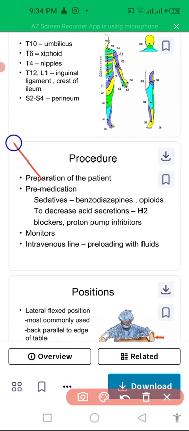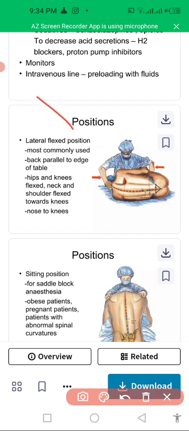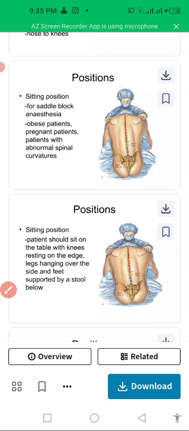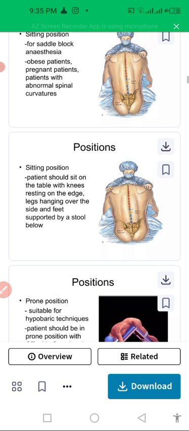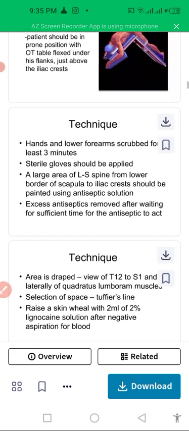Procedure: prepare the patient, premedicate with sedatives such as a benzodiazepine, midazolam, then monitor blood pressure. IV preload should be given in thin patients or those with hypovolemia. Then positioning: lateral decubitus position or sitting position. Saddle block position, sitting, is used in obese patients, pregnant patients, and those with abnormal spinal curvature. The patient should sit on the table with knees resting, legs hanging down, and supported by a stool. So the saddle block position is very important.